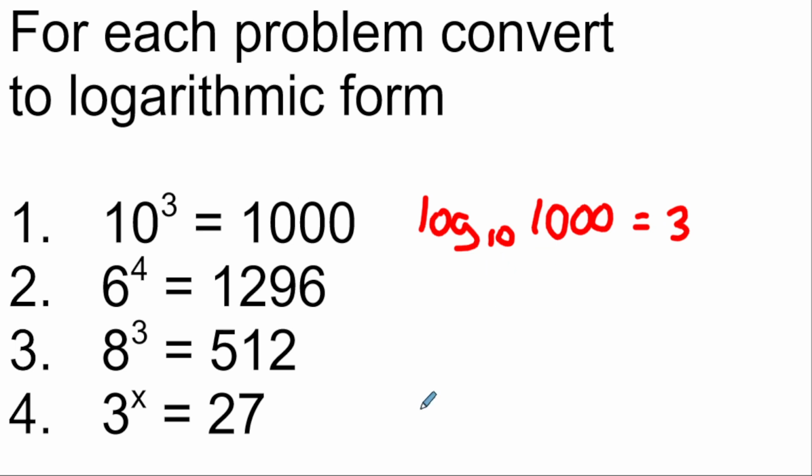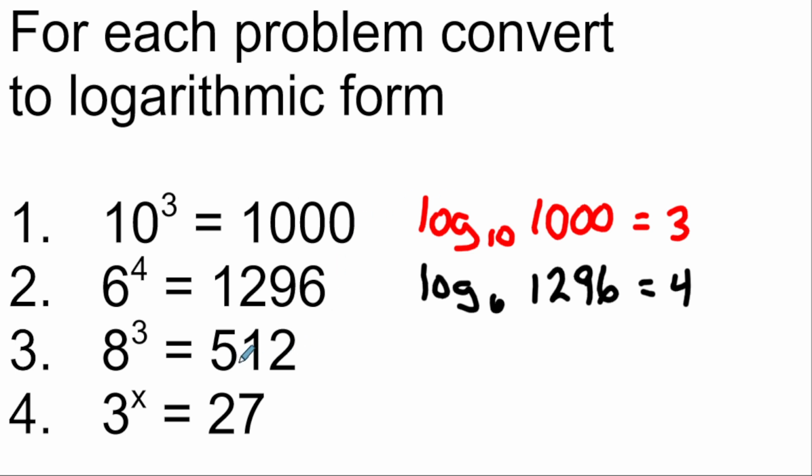The next problem is doing the same thing. It's saying log. Let's get a different color. Log. And then my base is 6, so I want to make sure I indicate that. And my answer is 1296. So I'm asking the question, 6 raised to what power is 1296? And the answer is 4. If you do 6 times 6 times 6 times 6, you get 1296.